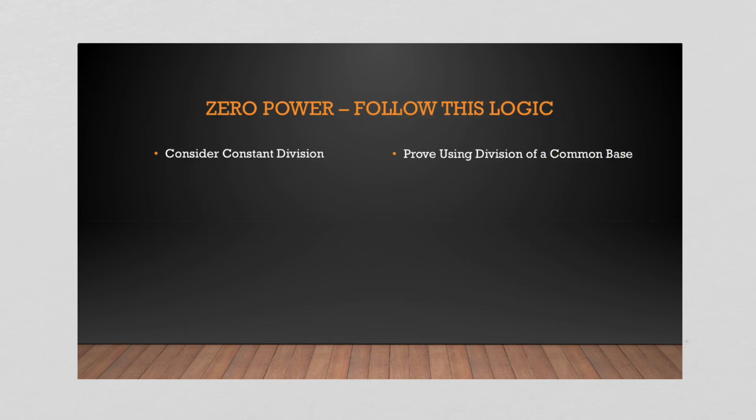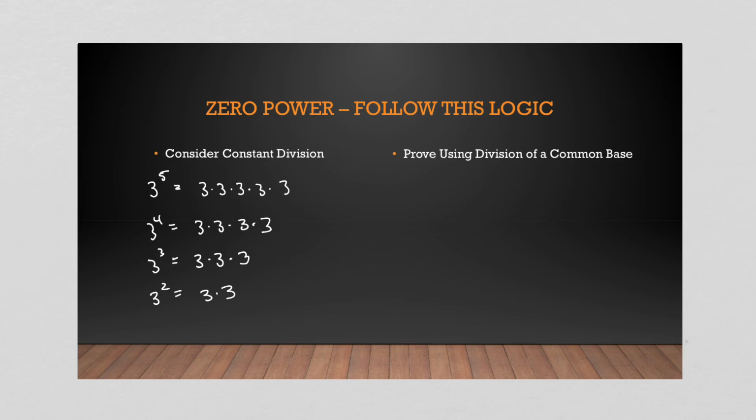Okay, so now what about zero power? So let's look at this in two ways. First way we're going to look at it is this, constant division. So if I have 3 to the power of 5, what does that mean? That means 3 times 3 times 3 times 3 times 3. And then 3 to the 4, well, 3 times 3 times 3 times 3. 3 to the 3, well, that's 3 times 3 times 3. 3 to the 2 is 3 times 3. 3 to the 1 is 3. So 3 to the 0 is what?